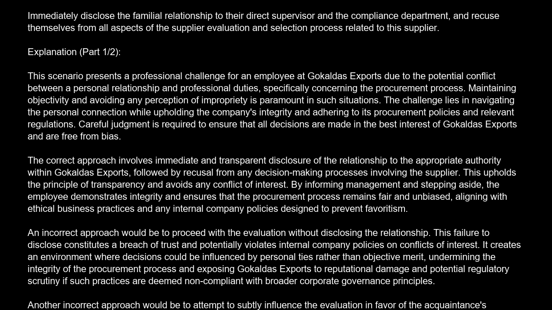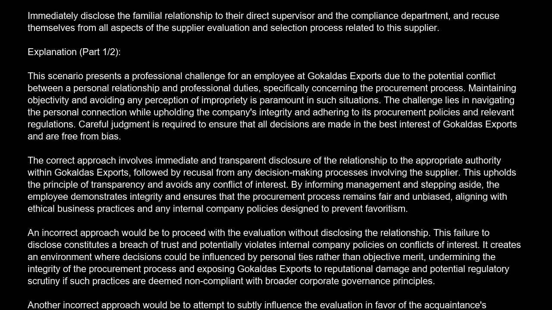An incorrect approach would be to proceed with the evaluation without disclosing the relationship. This failure to disclose constitutes a breach of trust and potentially violates internal company policies on conflicts of interest. It creates an environment where decisions could be influenced by personal ties rather than objective merit, undermining the integrity of the procurement process and exposing Gokaldas Exports to reputational damage and potential regulatory scrutiny if such practices are deemed non-compliant with broader corporate governance principles.